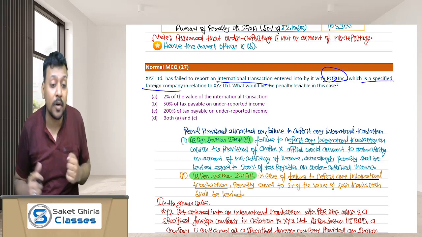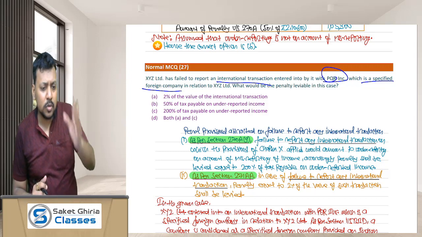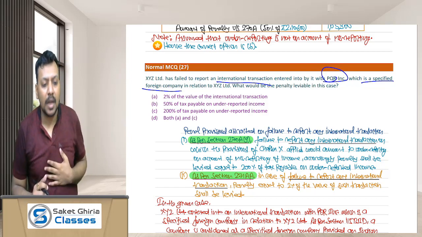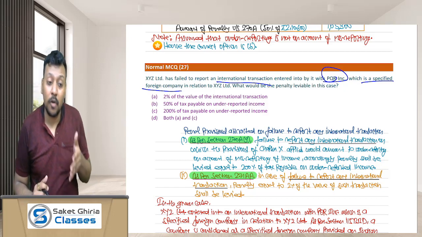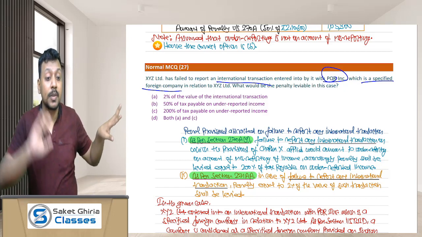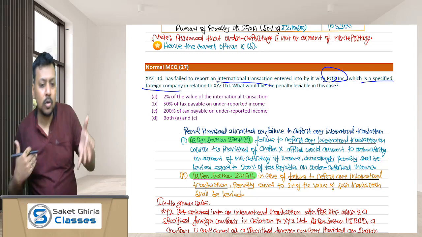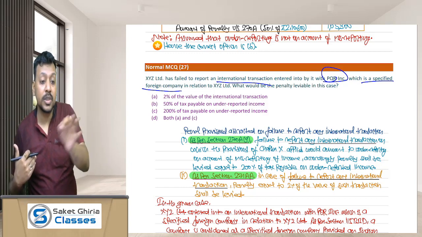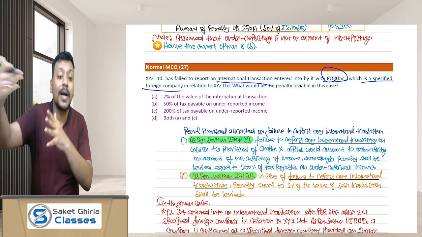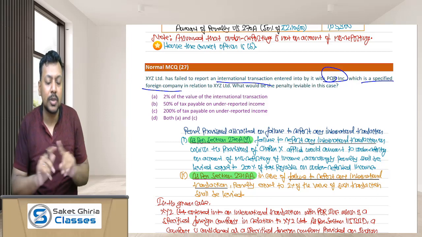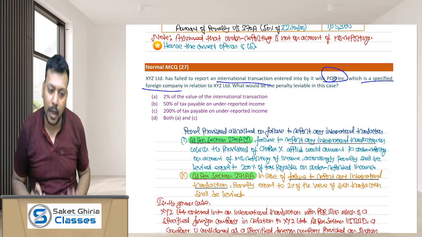What is this specified foreign company? Dear friends, there used to be a provision. Still, the provision is still in the Act, but now it is ineffective, which says specified foreign company is a foreign company in which the Indian company holds 26% or more. That provision is section 115BBD. Okay, so XYZ Limited is holding 26% or more in PQR Inc., which makes XYZ Limited and PQR Inc. associated enterprises as per section 92A. I hope everybody is clear.